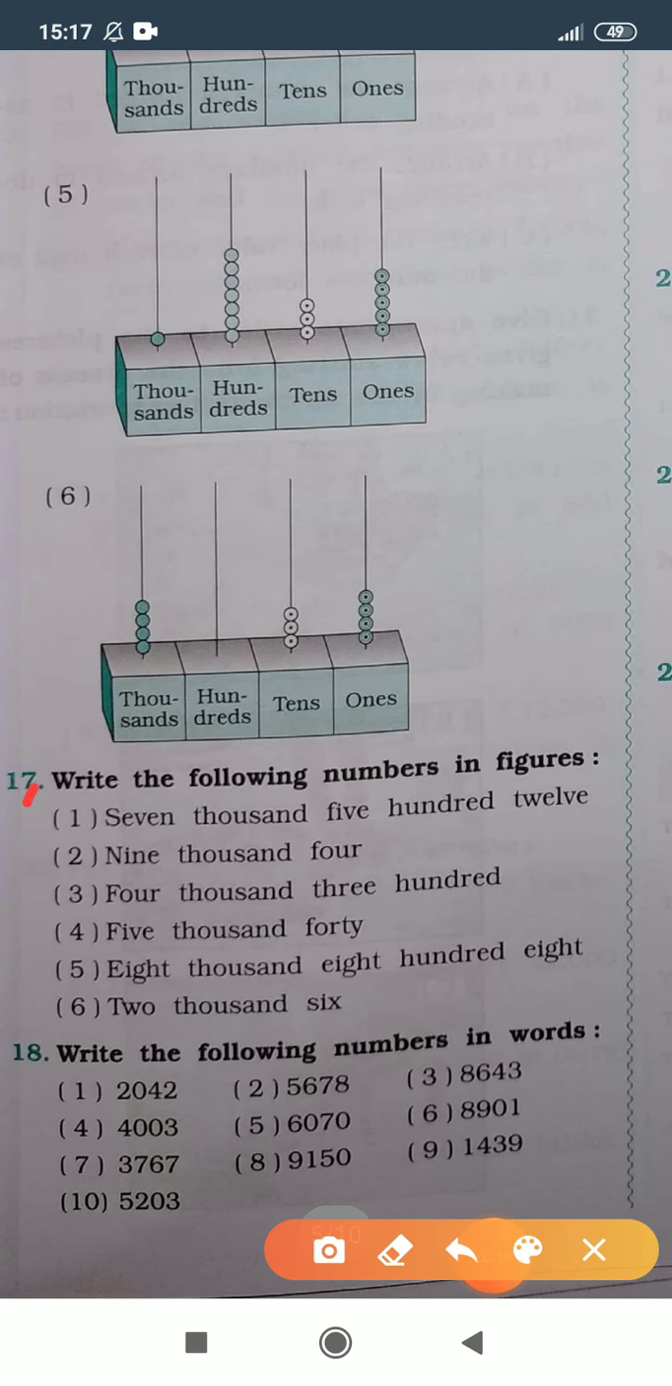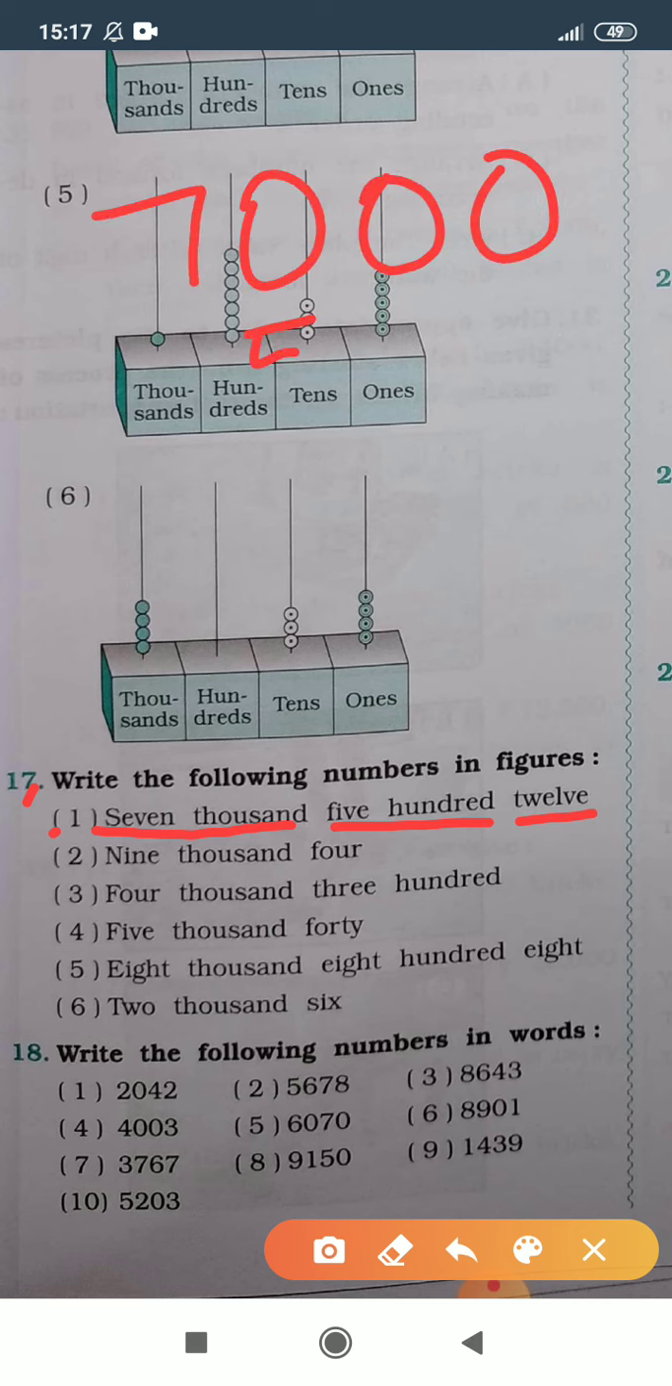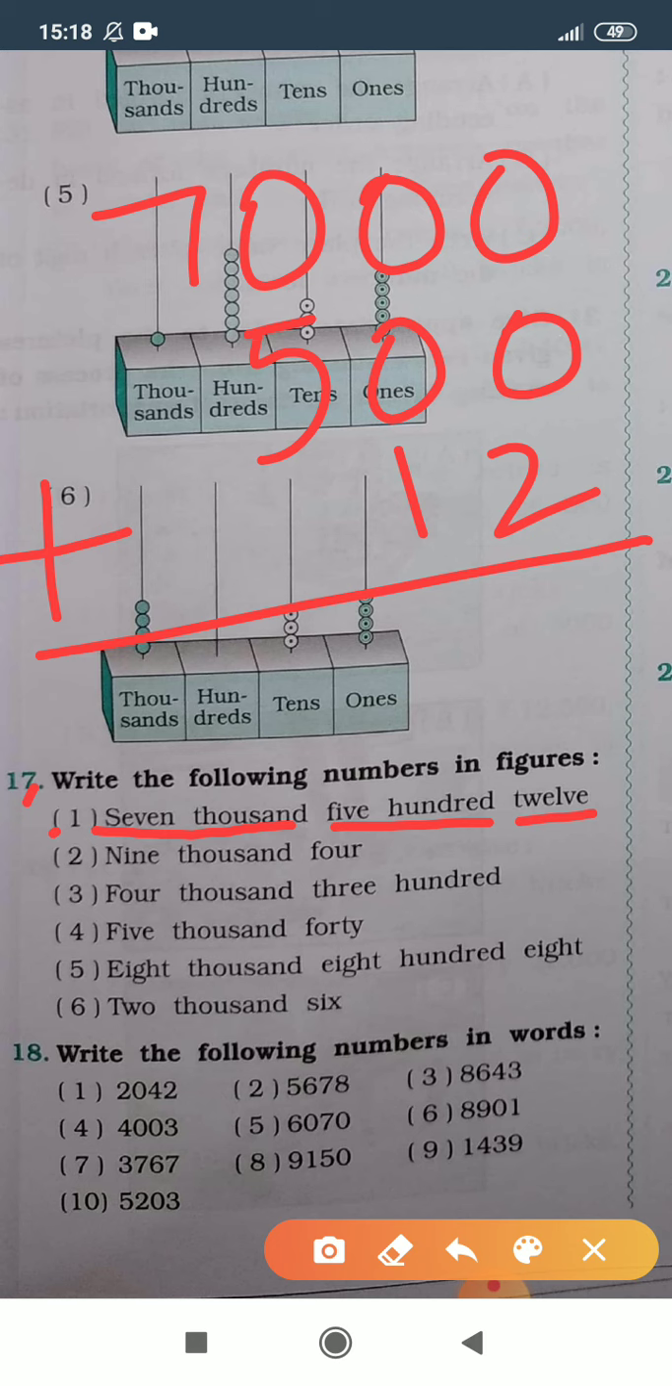Let's see question number 17. Write the following numbers in figures. Let's start with first, 7512. Now we'll divide this whole word into different categories. So 7000, first we'll write 7000, then 500 and last 12. As per the place value we need to place these numbers. So add these three numbers, 0 plus 0 plus 2, 2, here 1, 5 and 7. So your answer is 7512.